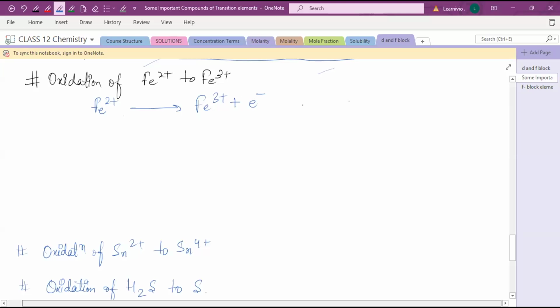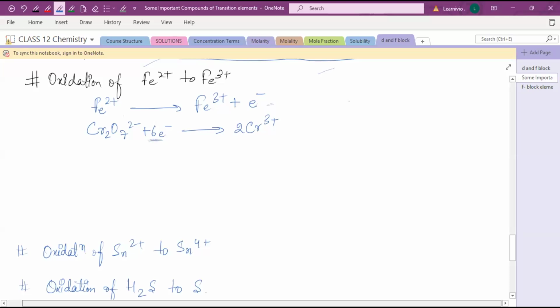What is happening here? Oxidation reaction. And now what about the chromium? Again, you will write the same thing. Cr2O7 2- plus 6 electrons, and it will give you 2Cr3+. That's the reduction reaction. Now what you are supposed to do is make the first equation the same as 6 electrons.